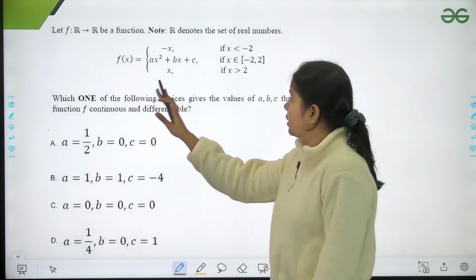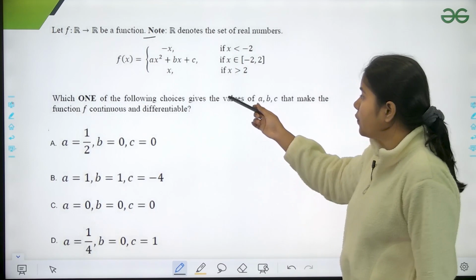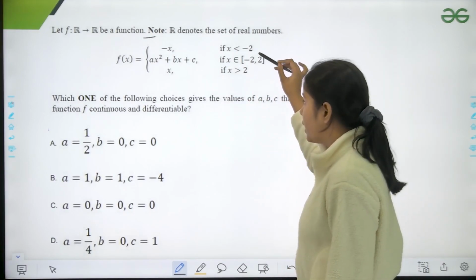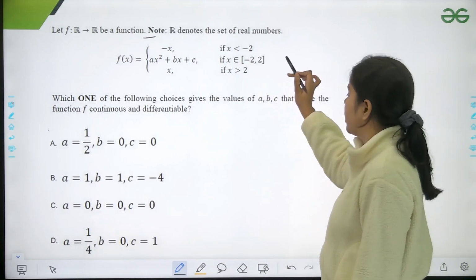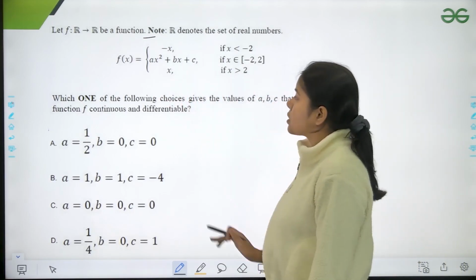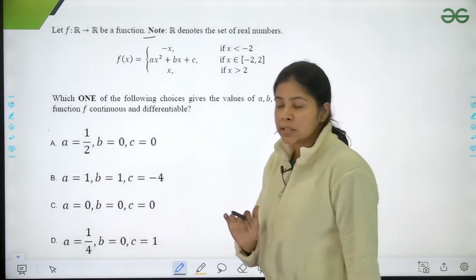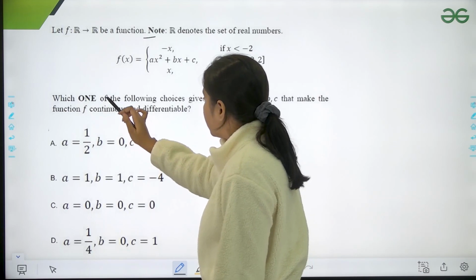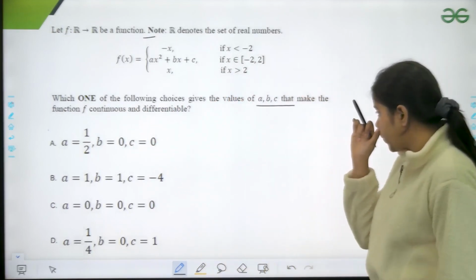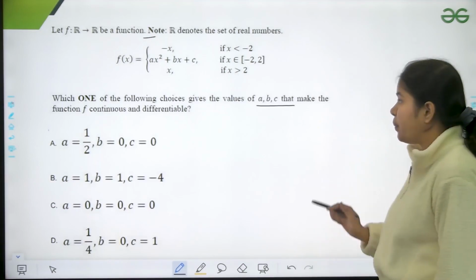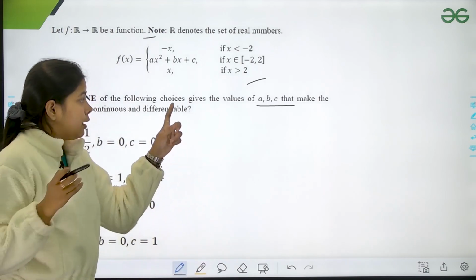We have this question, f from R to R be a function. R denotes the set of real numbers and the function of x is defined by: if x is less than -2, then the function is minus x; if x belongs to -2 to 2, the function is ax square plus bx plus c; if x is greater than 2, the function's value is x. Then they ask which one of the following choices gives the values of a, b, c that make function f continuous and differentiable. Right, so we want to know at which point the function is continuous and differentiable.